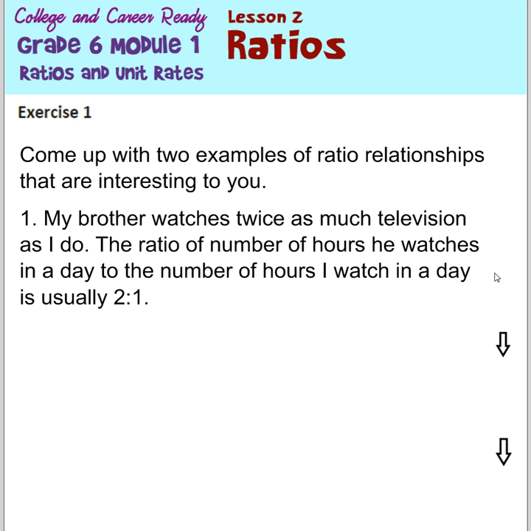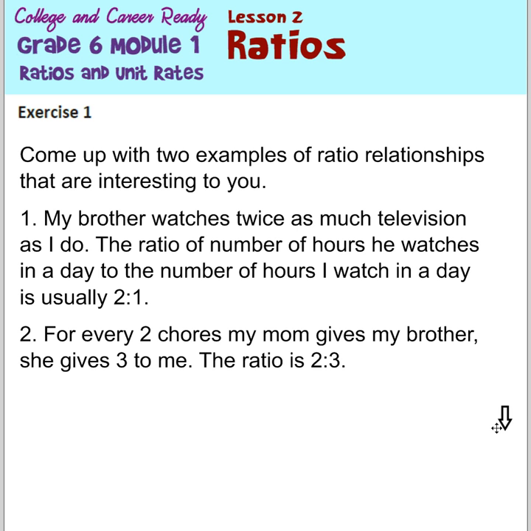That does not mean that you should write down the same example with different numbers, but you get the idea. Here's another idea. For every 2 chores my mom gives my brother, she gives 3 to me. So the ratio is 2 to 3. Once again, don't write down the same thing with different numbers. Come up with some of your own. If you need some more time, hit pause. If not, I'm going to keep on going.